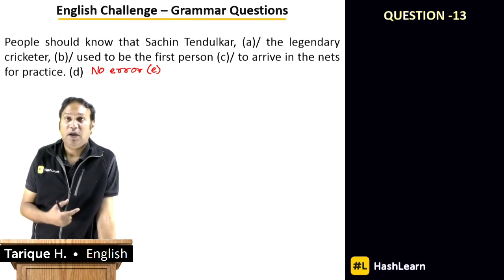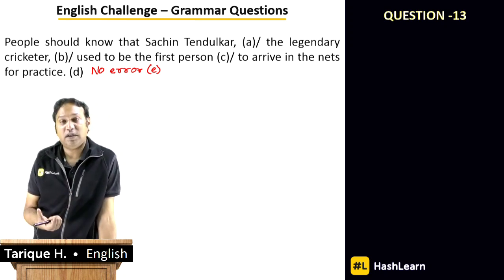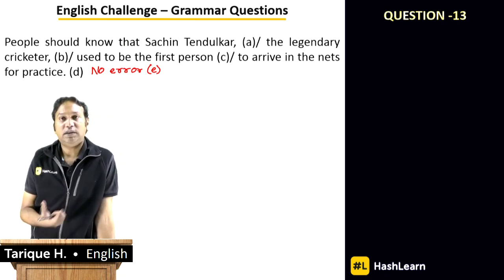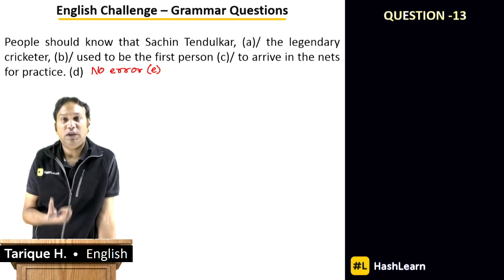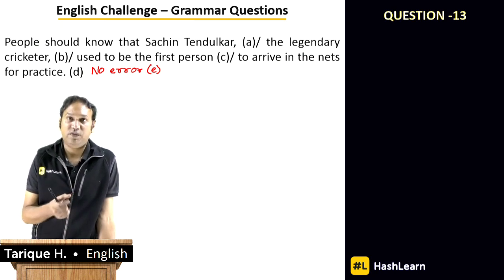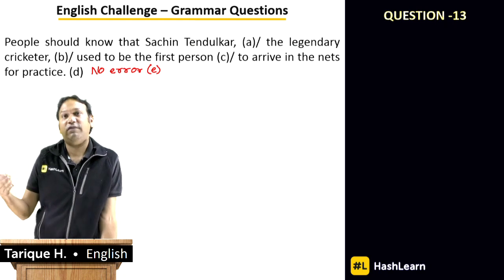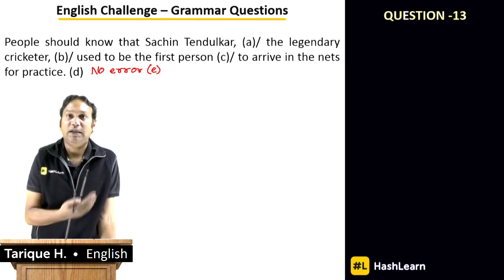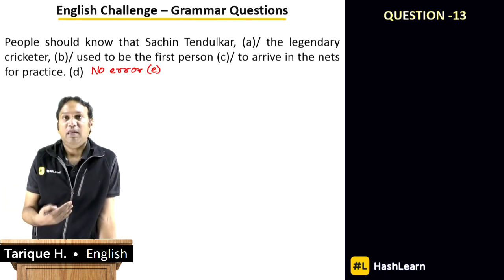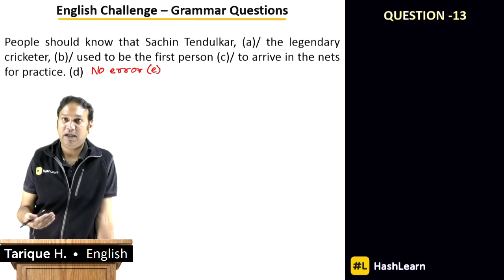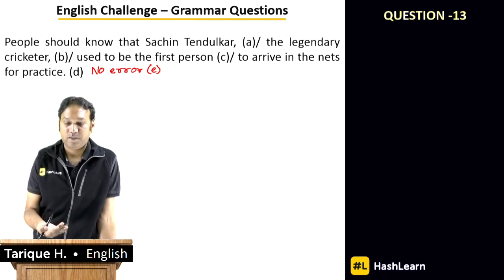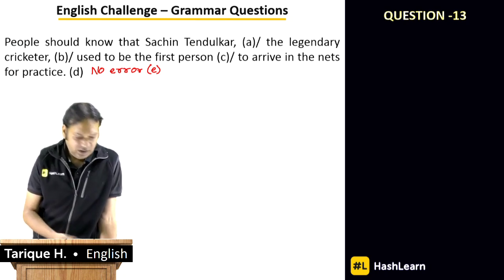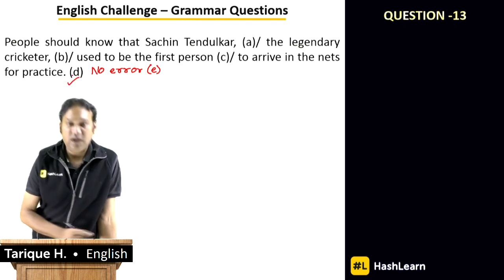Then go to C. "Used to be the first person." Does it sound grammatically wrong to you? Not at all. Along with "used" we say "to." For example, I say I used to live in Bangalore, or I used to live in that city. So "used to be the first person," again, that's right. The article "the" is there. "First person." So C is right. The correct answer here is D. So for the 13th, the wrong part is D.